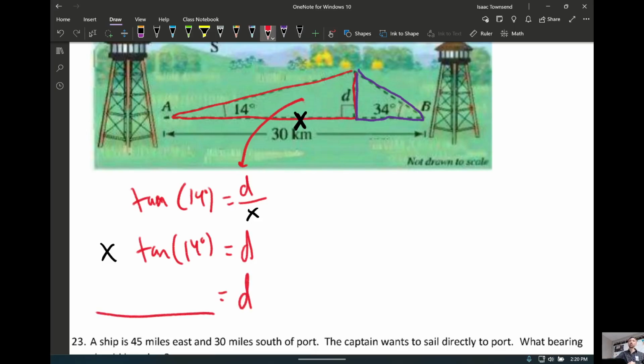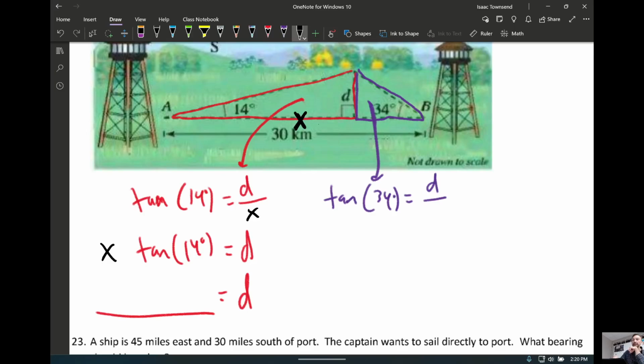So I'll leave the little blank there so I don't forget to come back and do that. Then I can do the same thing with this right triangle. From 34 degrees, the opposite is D. I know something about his adjacent, so that's going to be tangent again. What would you call this length? 30 minus X. Good. So you could call it Y.